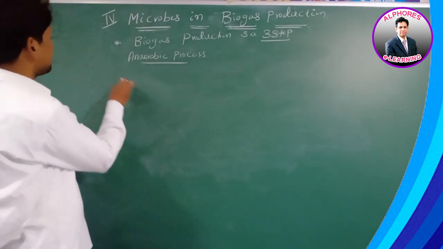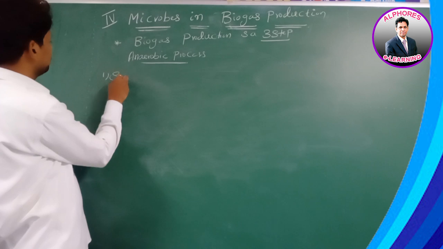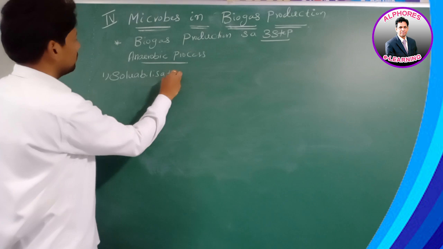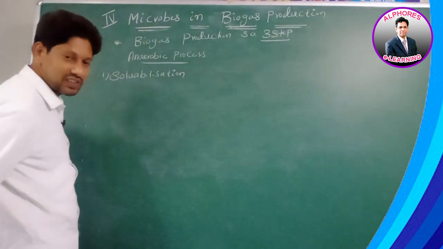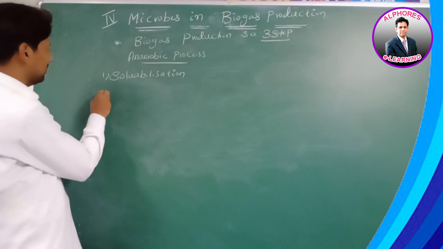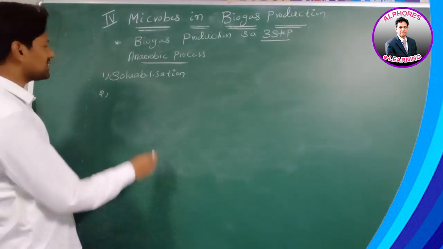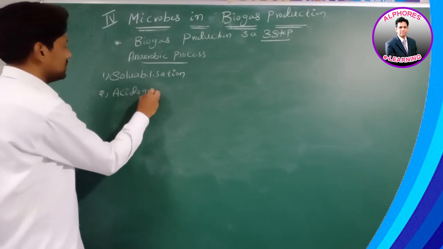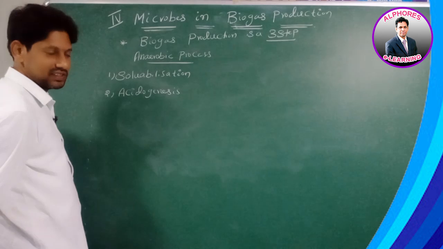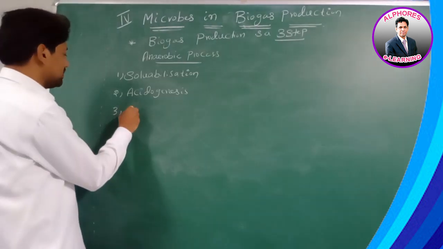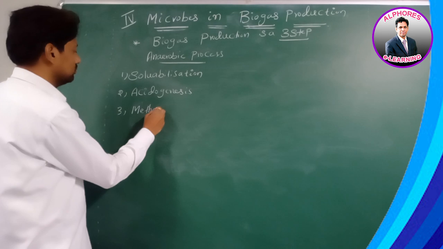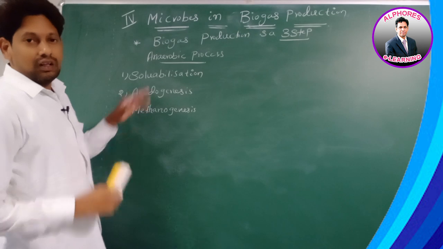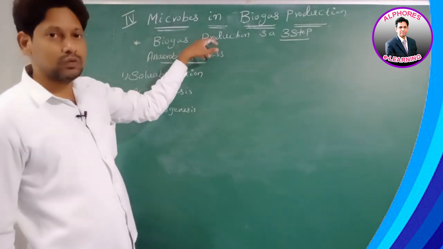Sir, what are the three steps? Number one, solubilization. Number two, acidogenesis. And the third step is methanogenesis.